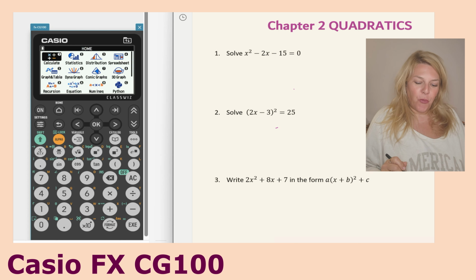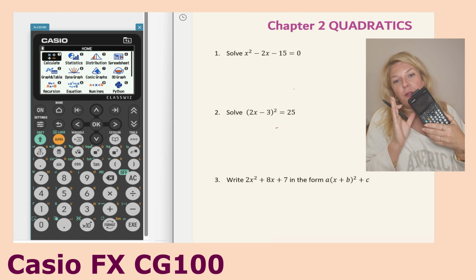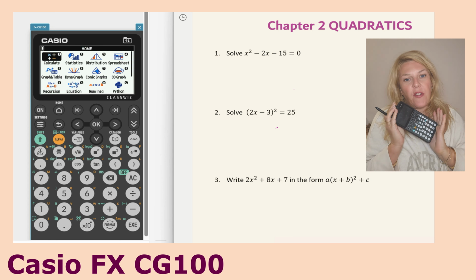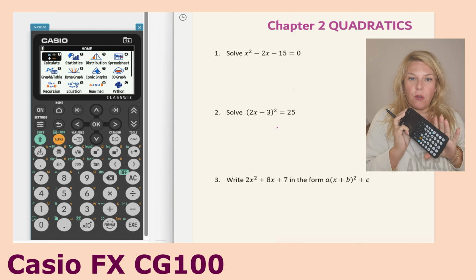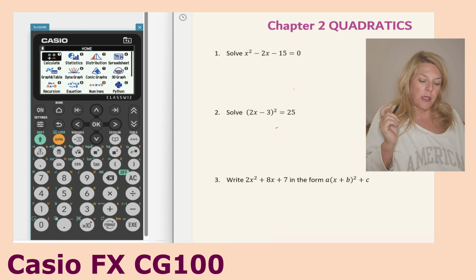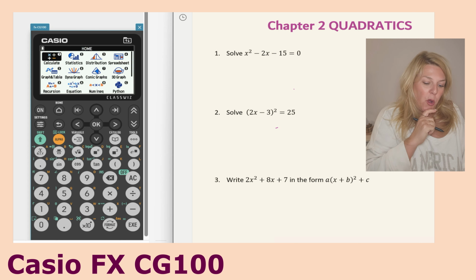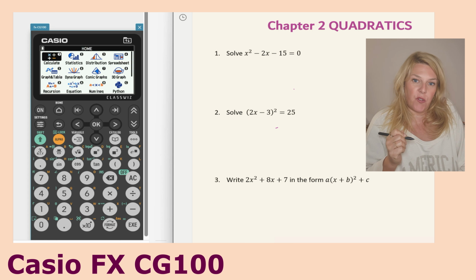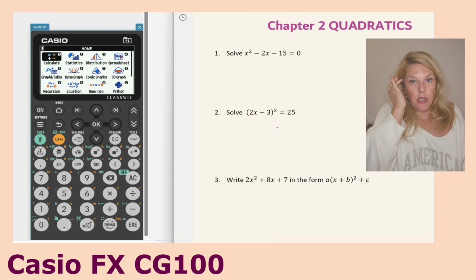In this video, we're going to work on using the Casio Graphical Calculator FX CG100, working with Chapter 2 from the A-level textbook on quadratics. So we've got three problems we're going to work through. First one is we're going to try and solve x squared minus 2x minus 15 equals 0 using the calculator. So we're going to do it a couple of different ways.